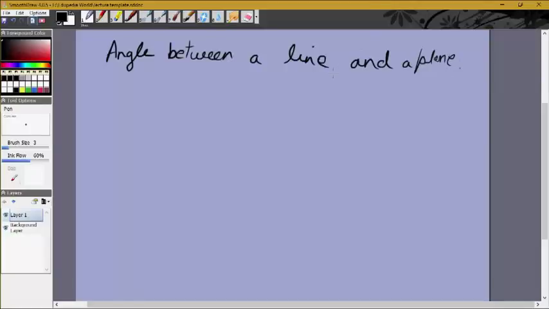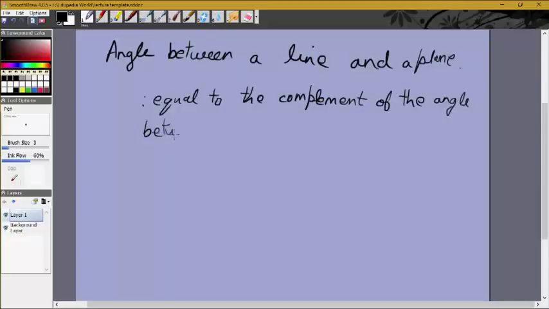So once again, we define the angle between a line and a plane similar to the angle between two planes. What we do is, we find out the angle between the line and the normal, and we subtract it from 90 degrees. So it is equal to the complement. We know what the complement is: the complement of 30 degrees would be 60 degrees. So it is the complement of the angle between the line and the normal.